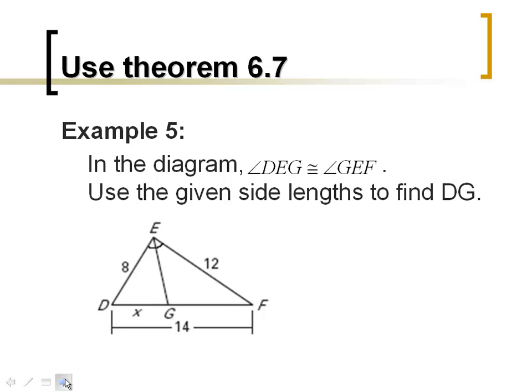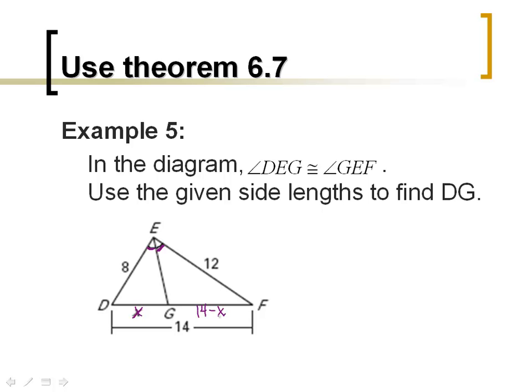Example 5, it says in the diagram, angle DEG is congruent to angle GEF. So that right there is telling us this and this are congruent. So this line segment EG is actually a bisector, it cuts it in half. So use the given side lengths to find DG. So we want to find x here. We know this side, if the whole thing is 14, doesn't this have to be 14 minus x?